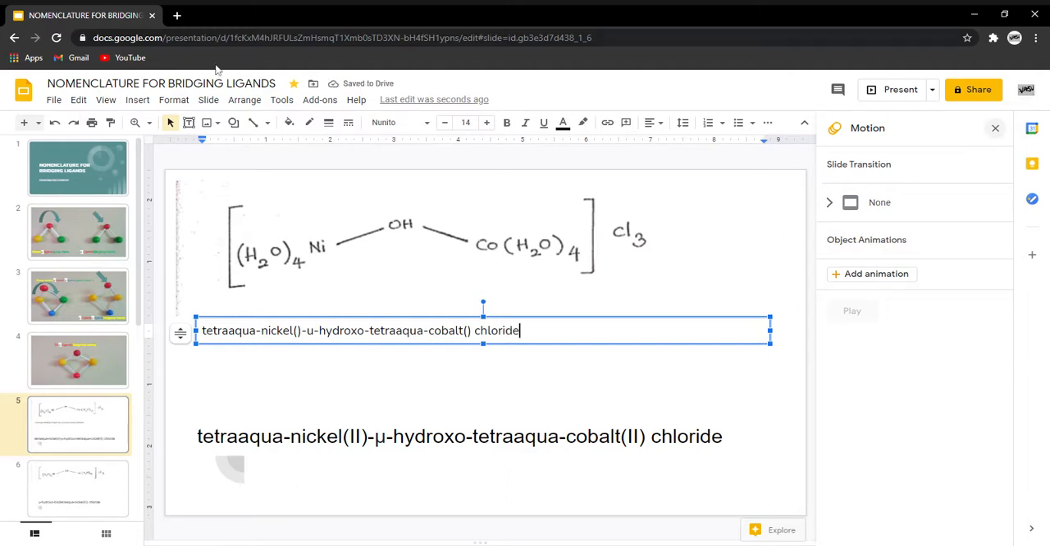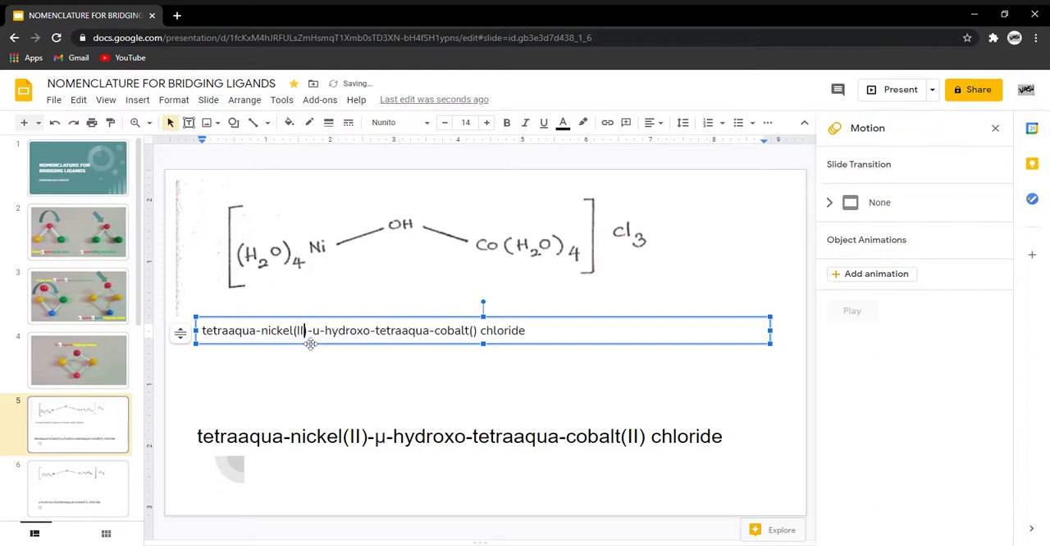Okay. Now, how should I find the oxidation number? See, this aqua is neutral. This is also neutral. So just strike off those two; don't worry about that. So you have -1 for hydroxo. The charge on the cation is +3. So how many unknowns? Two unknowns. So 2x minus 1 is equal to 3. So 2x is equal to 4. x is equal to 2.